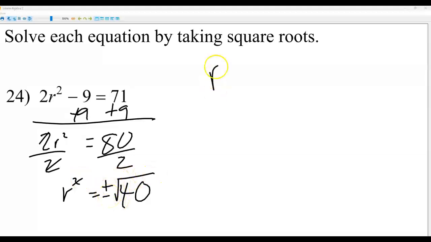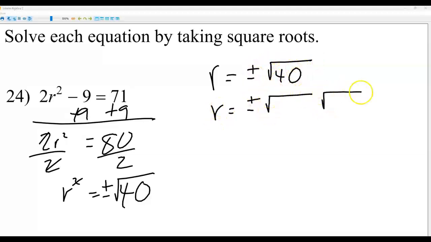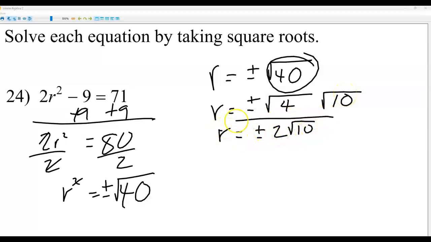Now, 40 is not a perfect square root, and so when we have a non-perfect square root, we're going to have to break it up. The biggest perfect square that goes into 40, what would that be? Let's see here. I think it would be 4. And that's it. The square root of 4 is 2. And we'll leave the irrational square root of 10 as it is. And there's our final answer for that one.